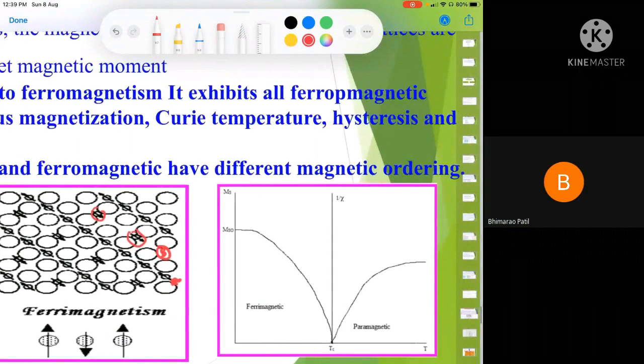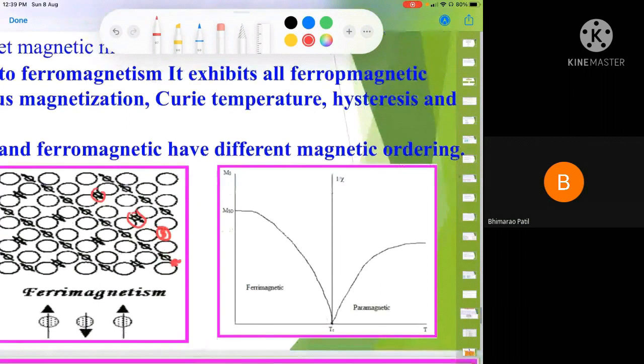If you plot the graph of magnetism versus temperature, then you see the magnetism of the ferrimagnetic substance goes on decreasing up to a certain temperature, and after that it shows paramagnetism, like ferromagnetic substances, and therefore ferrimagnetic substances are also characterized by the Curie temperature.